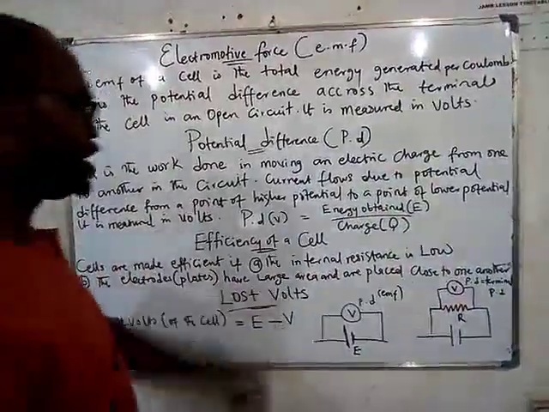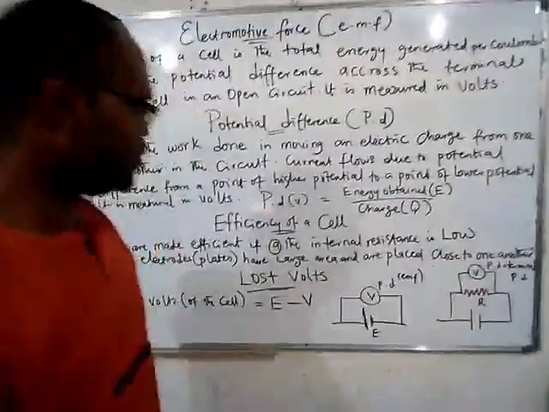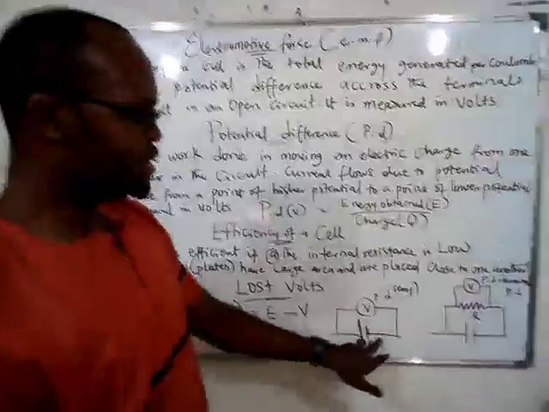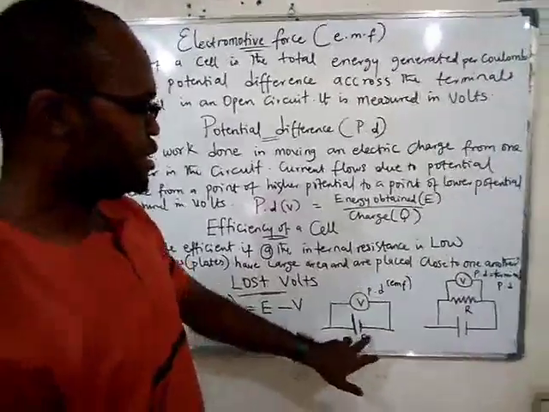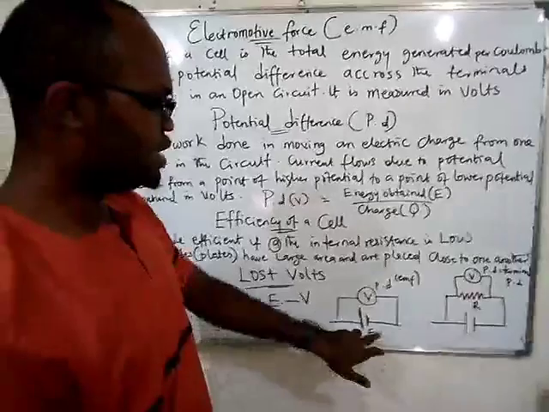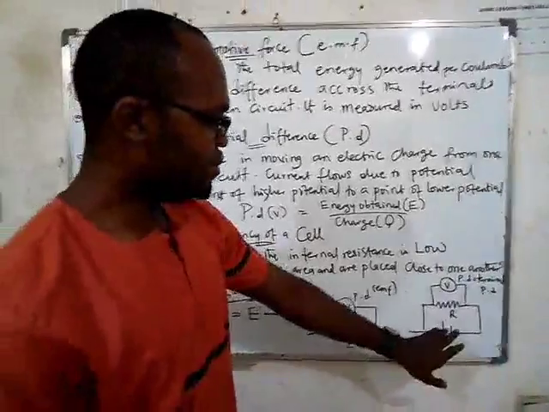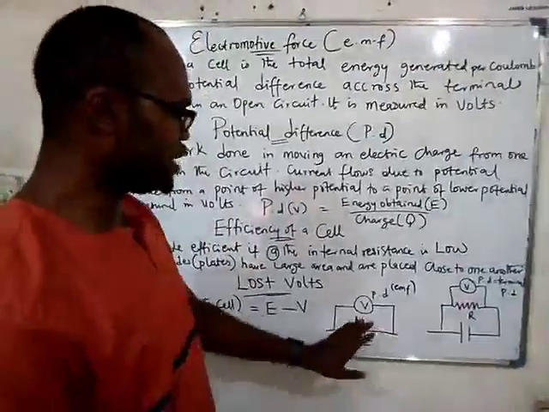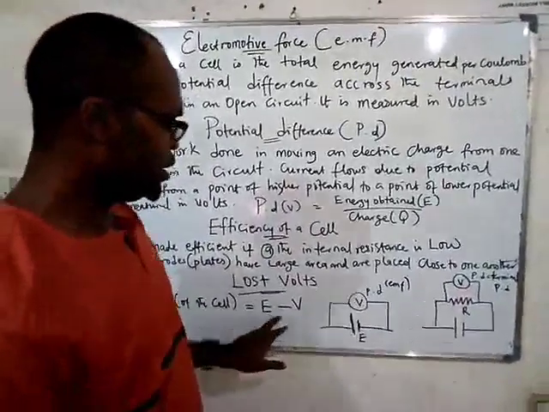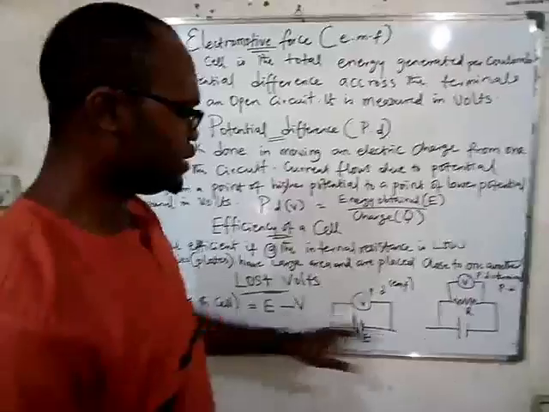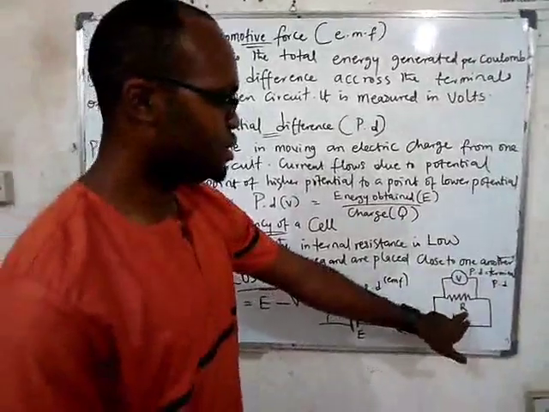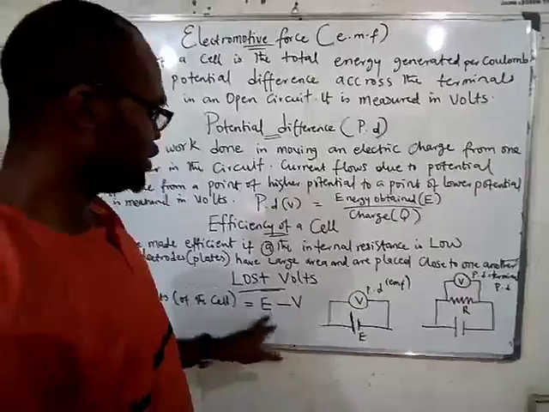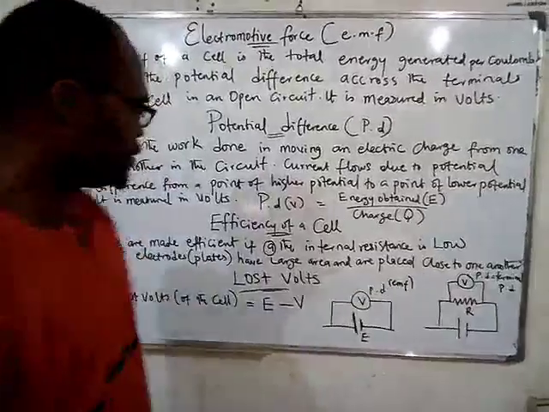And I told us that lost voltage or lost volts is simply the difference in the voltages that is measured when the cell is not connected to any other appliance or any other electrical component, and the one when the cell is connected to a resistor. So if you take the voltage here, E, which is the electromotive force, minus the voltage across the circuit when a resistor is connected, V, the difference between these two, this one minus this one, gives you the lost volts of the cell.